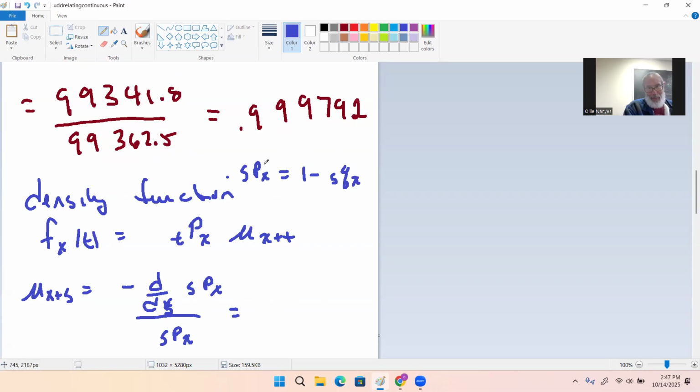Now, if you take the derivative of both sides, obviously the derivative of this is going to have the negative in front of it, so it cancels that negative and we get this. And that's an S.